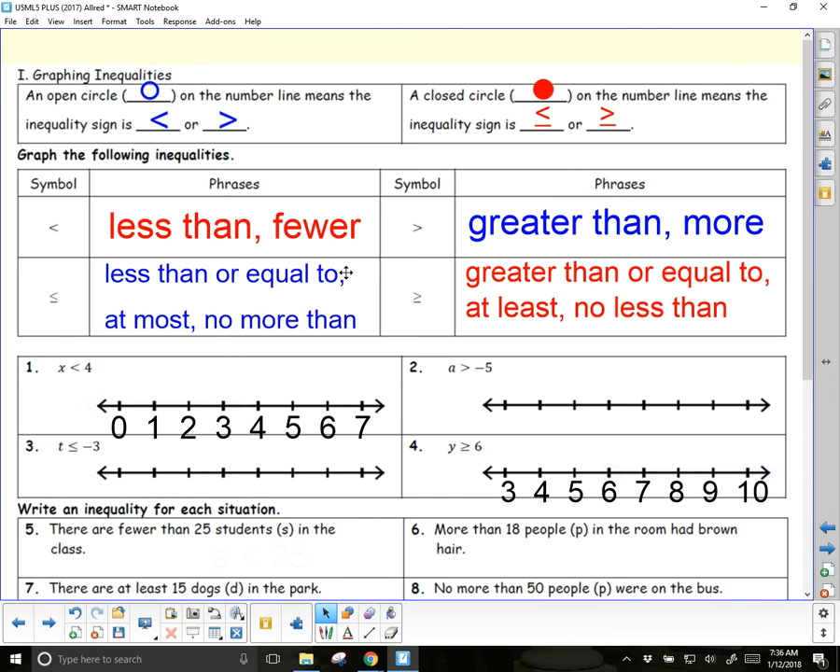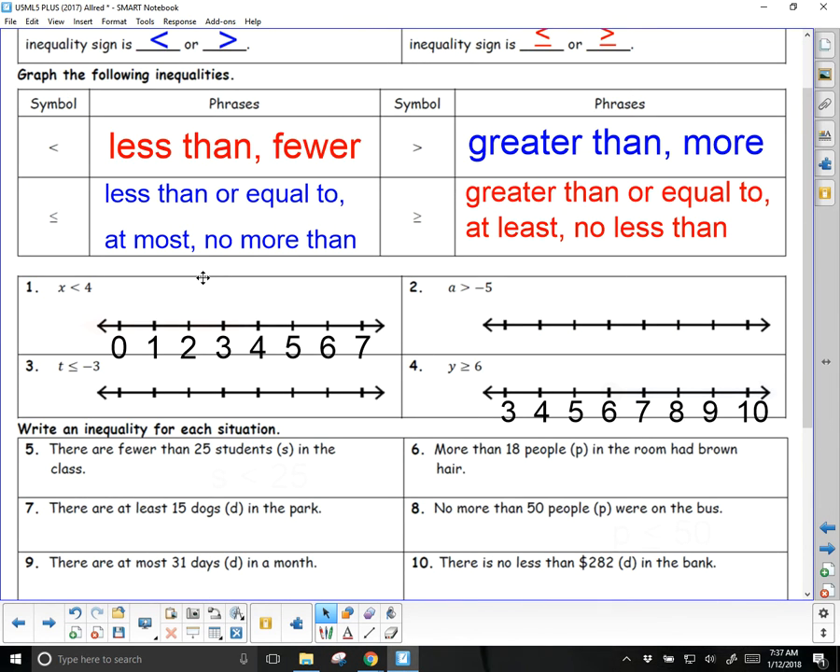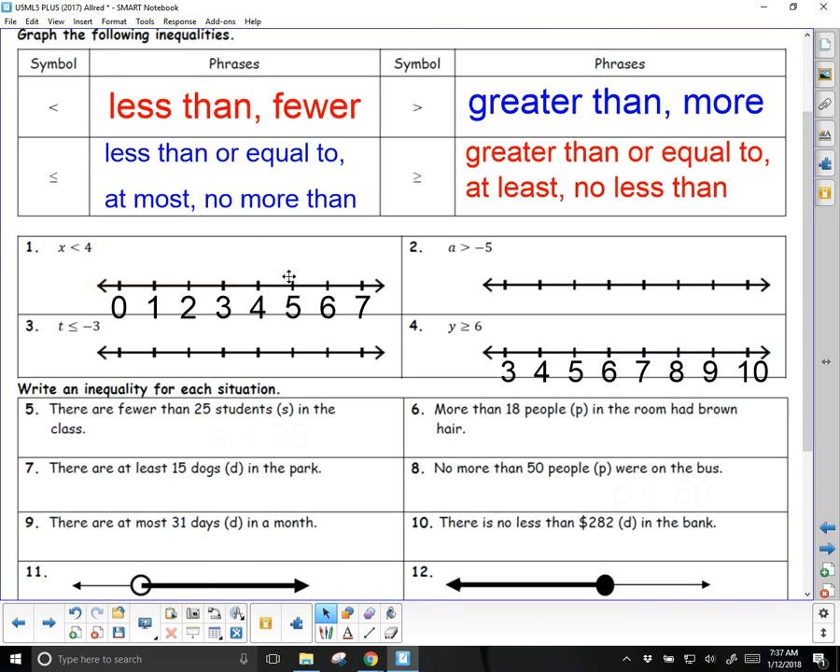I'm also, of course, going to ask you to graph inequalities on a number line. So I'll do a couple examples here for you, numbers 1 and 4 right here. And then you're going to do some on your own and with me in stations later.